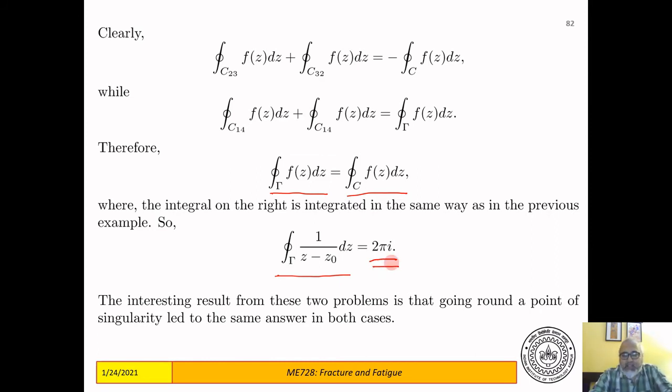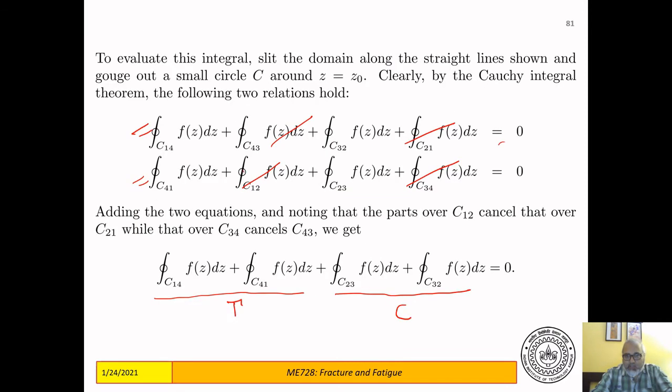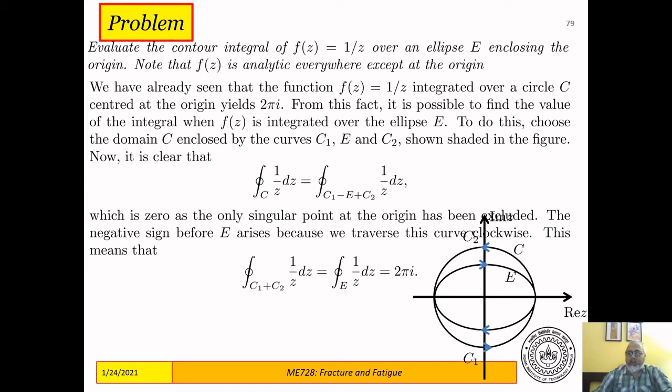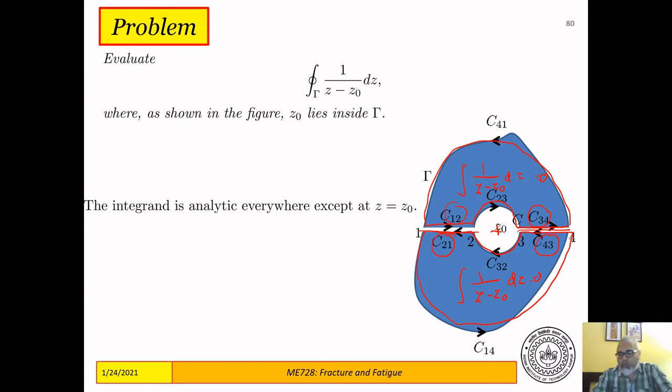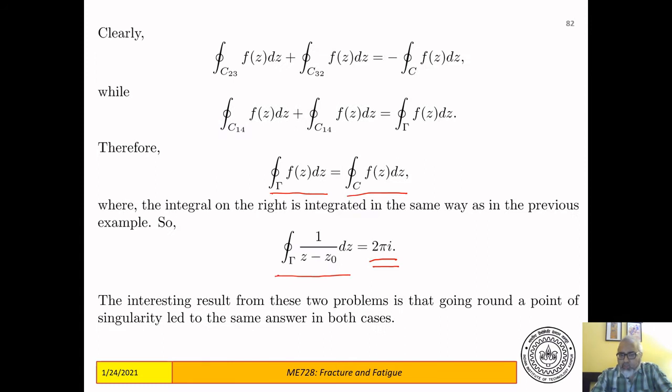So that's another important result, that not only if the point of non-analyticity is at the origin do we get the result that the integral is independent of the contour that I take. If I take any contour around the point of non-analyticity, I always get 2 pi I. So if I go around any point of singularity z naught, I will get 2 pi I. Okay, so this is a very, very important result, and you must remember this.